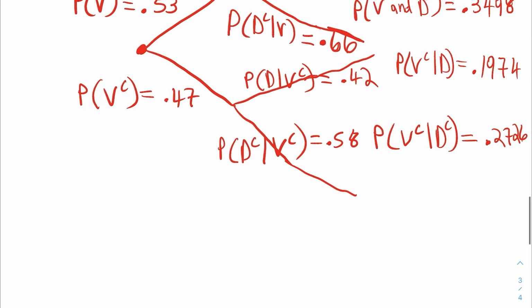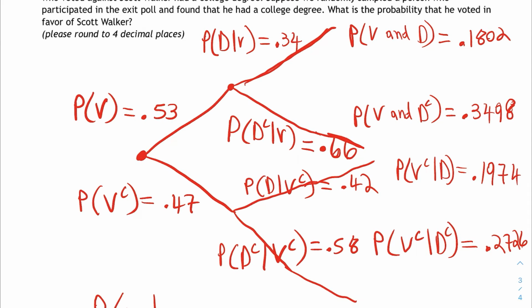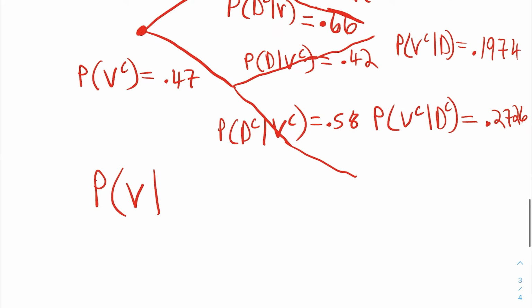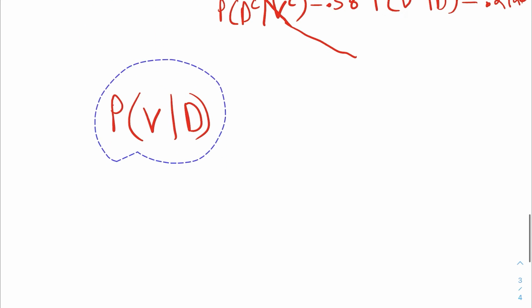The probability we actually wanted is the probability that somebody voted for Scott Walker given that we know that they had a college degree. So we found that the person had a college degree, and we're asking what is the probability that they voted for Scott Walker. So that's the probability of voted for him given that they had a college degree. Okay, I'm going to use the definition because the definition is what leads to Bayes' theorem.